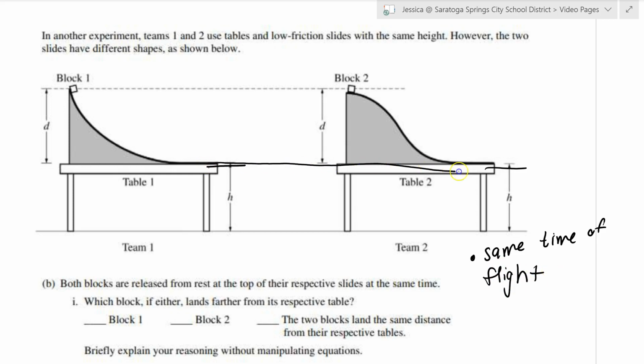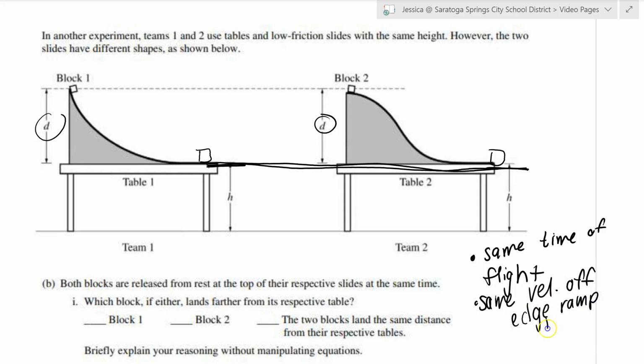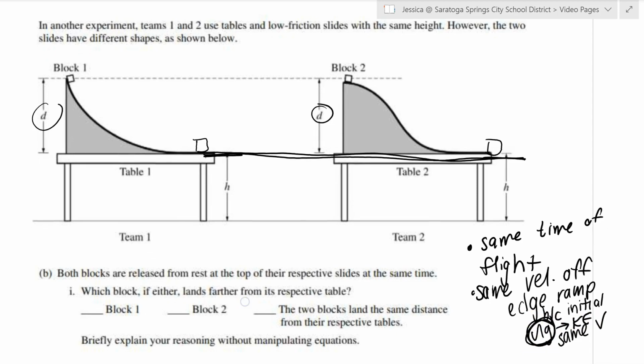It looks like both my blocks are launched at the same height, which means they're going to have the same velocity off the edge of the ramp, because my initial UG is going to convert completely to kinetic energy, which means they're going to have the same velocity because this initial potential energy is the same. I have no idea if that's going to help me with the answers, but it's nice to have notes written down that maybe I figured out in the previous part of the problem, because maybe those things will help me figure out the other part of the problem.